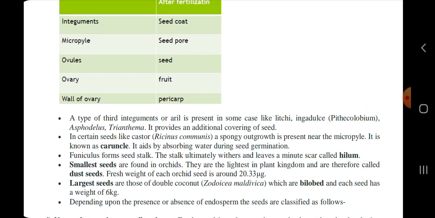As types of third integument, in some cases like lychee, it provides an additional covering of seed. Then funicle forms seed stalk. Largest seeds are those of double coconut, which are bilobed, and each seed has weight of 6 kg.